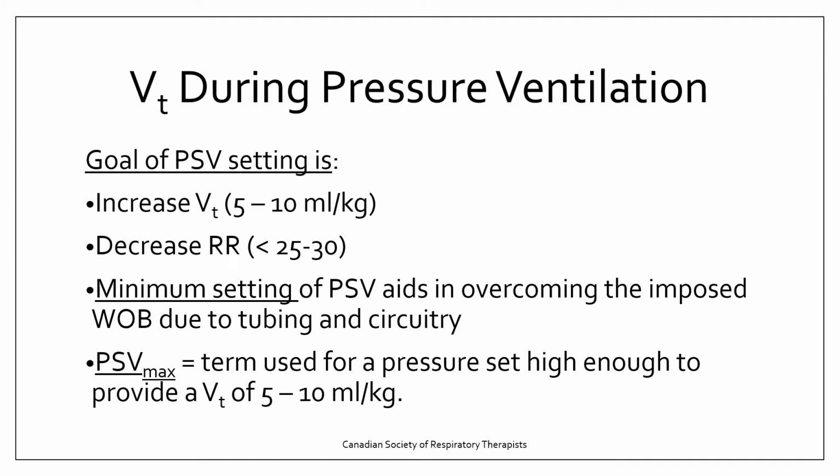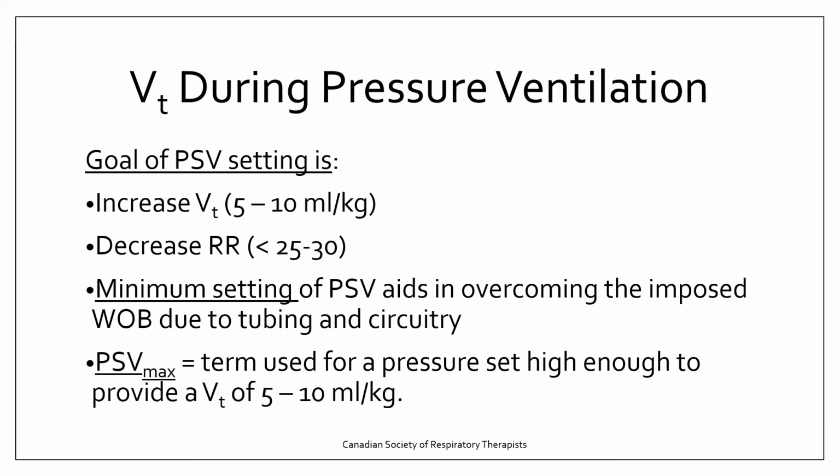The goal of pressure support ventilation is to have their tidal volume somewhere in the normal range, somewhere between 5 and 10 mL per kilo, with 5 to 8 being the best sort of range for the patient. We want to make sure that we decrease their respiratory rate, so somewhere less than 25 to 30, depending upon their pathology. The minimum setting of pressure support is going to aid to overcome the imposed work of breathing because of the tubing and the circuitry and all that resistance that's associated with it.